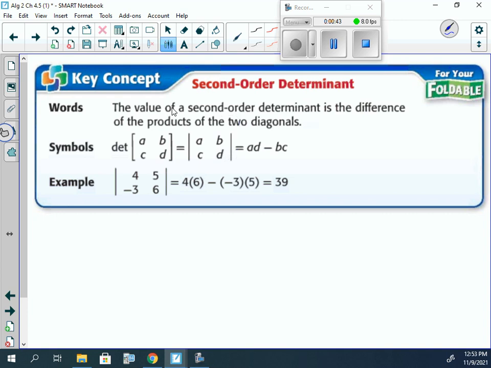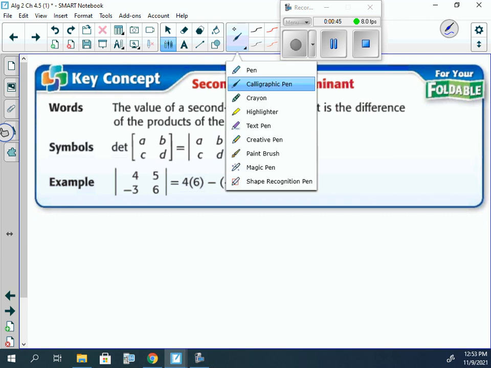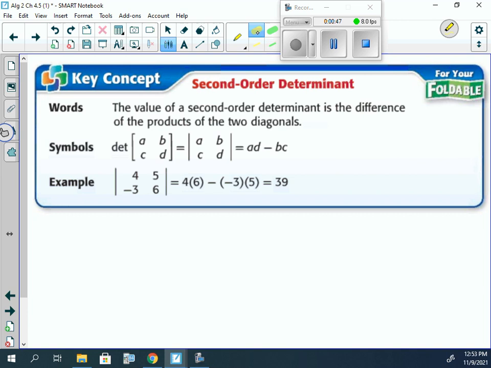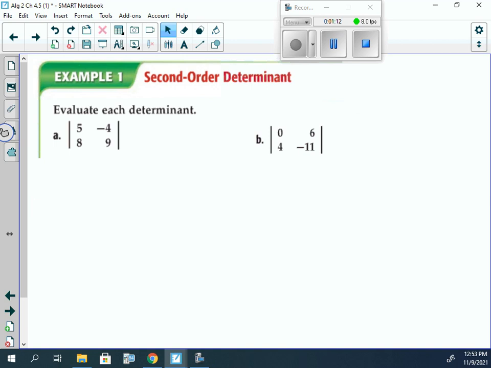Now, the determinant of a 2 by 2 matrix is just going to be taking the product of the diagonal going from left to right and subtracting it from the diagonal going from right to left. So for this here, we're going to have AD minus BC. Okay. Well, let's just look at some examples, and this will make a little bit more sense.